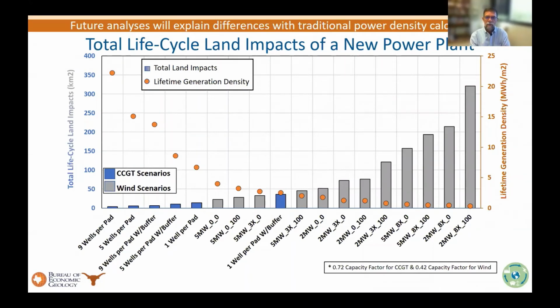So this graph's a little bit complicated, so I'll spend a couple of minutes on here. The x-axis is the scenario that we're testing. We're testing basically several different scenarios.